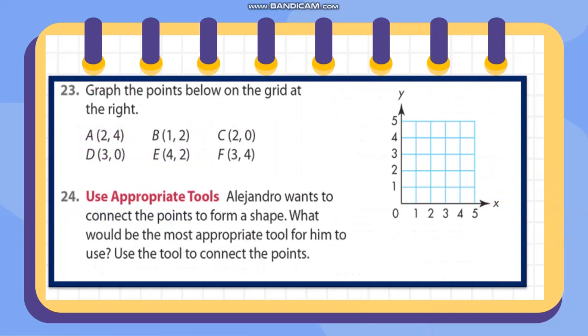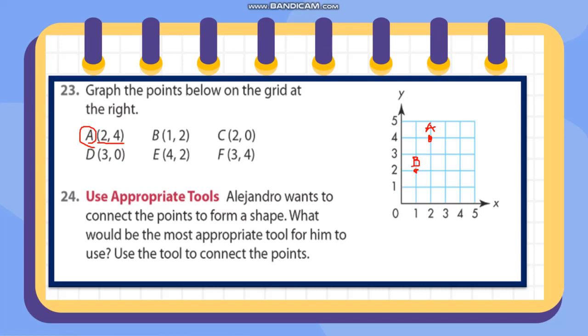Question number 23. Graph the points below on the grid at the right. So we have 2, 4. The first ordered pair is 2, 4, and we're going to plot that one using the given point A. So 2, 4 from the point of origin, move to the right twice, or 2 units. Then from that one, going up 4 units, 1, 2, 3, 4. So the point must be there. And this is letter A. And letter B is 1 and 2, so 1 going to the right and 2 up, so it should be here, so that is letter B.